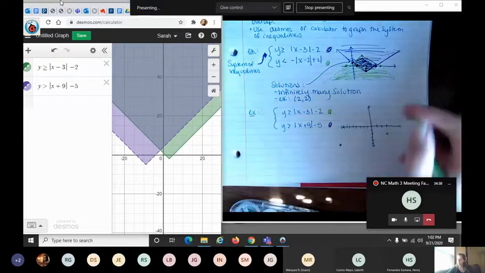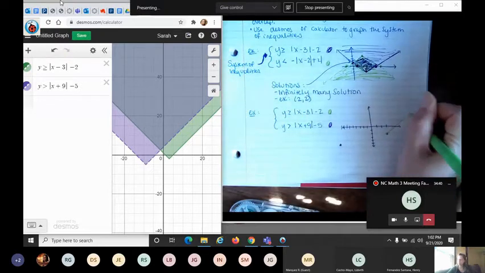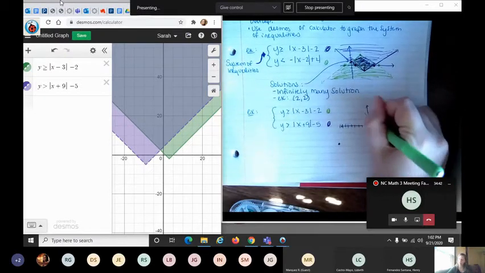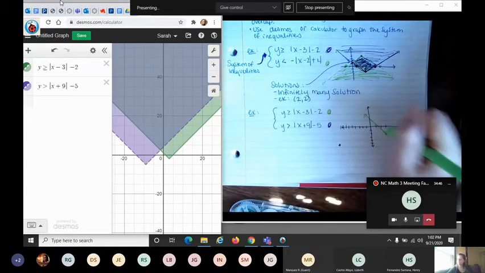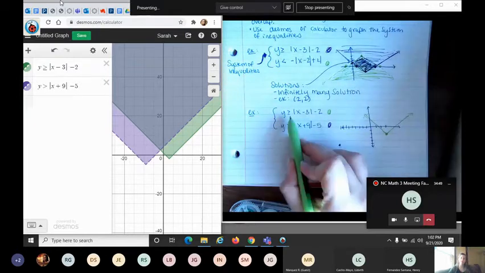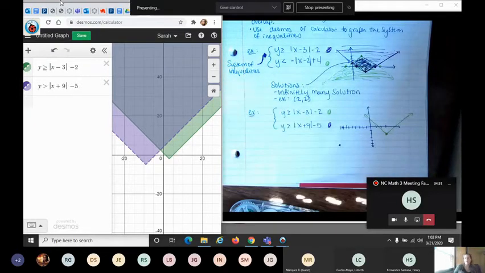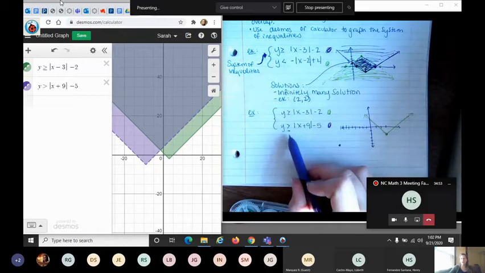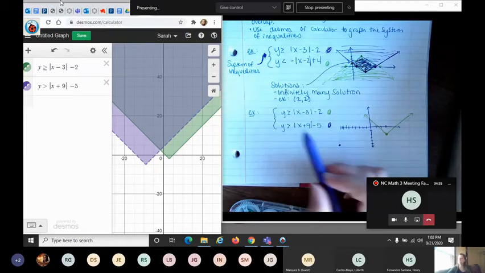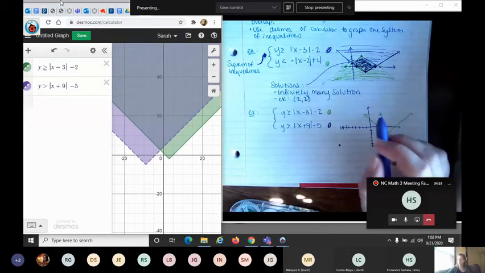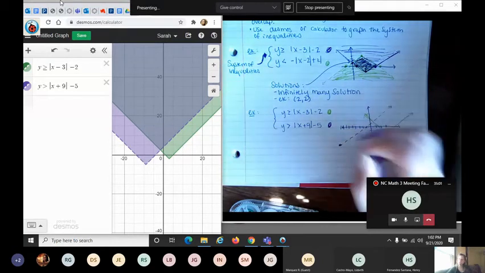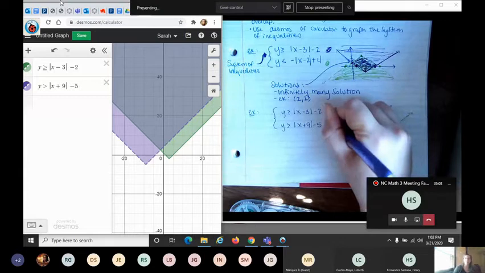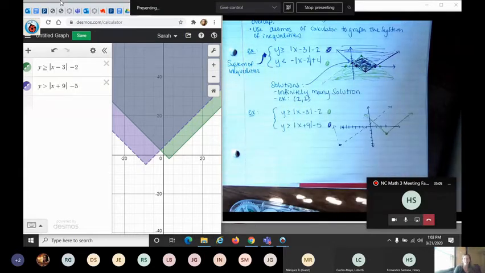So I should have a function that goes like this. I'm just guessing my points this time. So my green should have solid lines, okay, because it was greater than or equal to. My purple should have strictly greater than, so it should have dashed lines. So dashed, dashed. That was a really bad drawing.